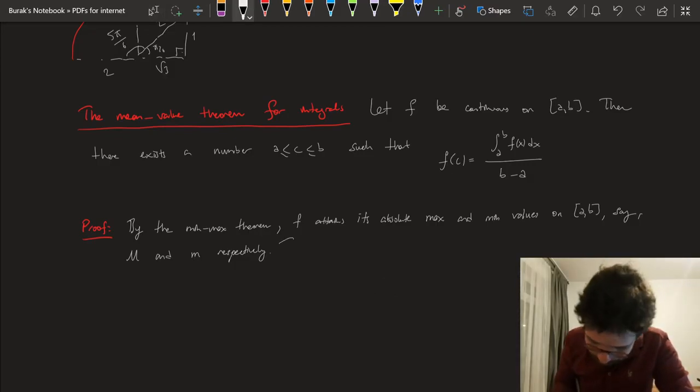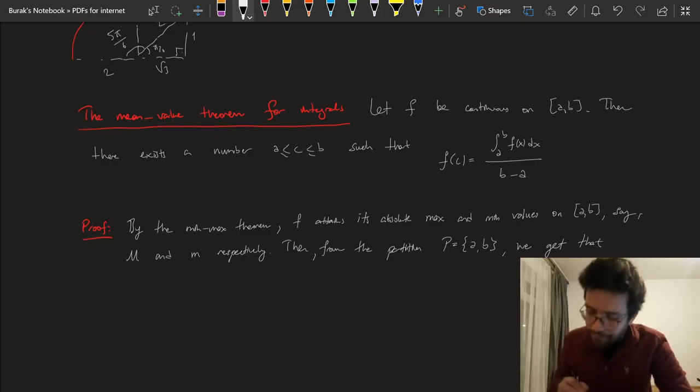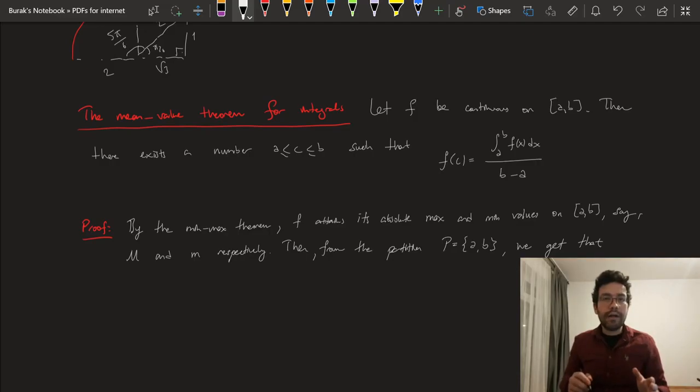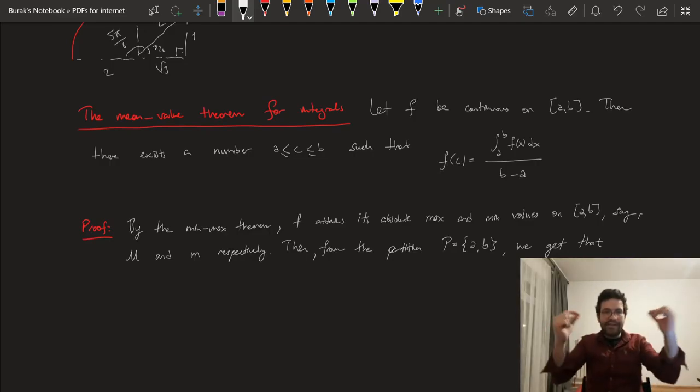Then for the partition P of [a, b], now, let me use the partition of the interval [a, b] which only consists of the points a and b. So I don't actually partition anything. Like my partition consists of a single big interval. It's [a, b]. I only have 2 points.